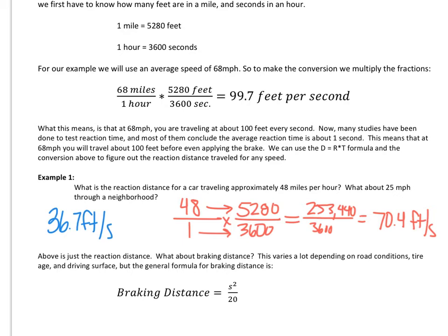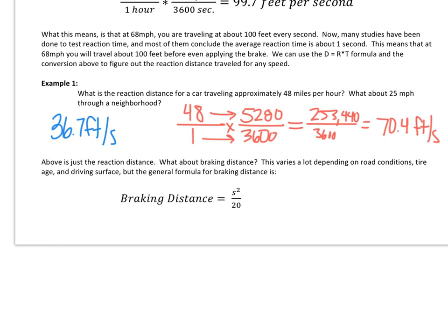So that's reaction distance. Now, braking distance is a little bit more complicated. That's just the reaction. So we know that we have 1 second of reaction time. So both of these distances are just the reaction part. After you've reacted and you've applied your foot on the brake, now you're going to go what is called the braking distance. Now, this varies a lot. It depends on a lot. It depends on road conditions. Is the road wet? Or is there snow? Or is there ice? Is it asphalt? Is it cement? Is it brick? What are you actually driving on? That makes a big difference.